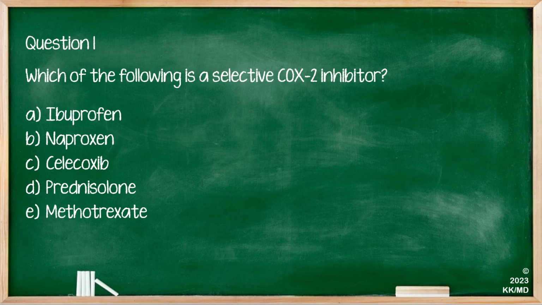So now it's time to do some questions on what we've been discussing. So firstly, which of the following is a selective COX-2 inhibitor? So your options are ibuprofen, naproxen, celecoxib, prednisolone, and methotrexate. So the correct answer here, as you'll recall from a previous slide, is celecoxib. Ibuprofen and naproxen are non-selective, prednisolone is a steroid, and methotrexate, as you will recall from a previous episode, is a dihydrofolate reductase inhibitor.